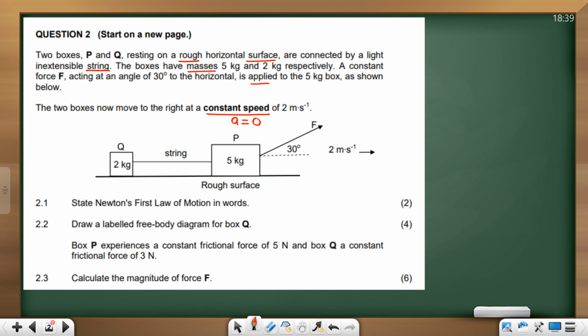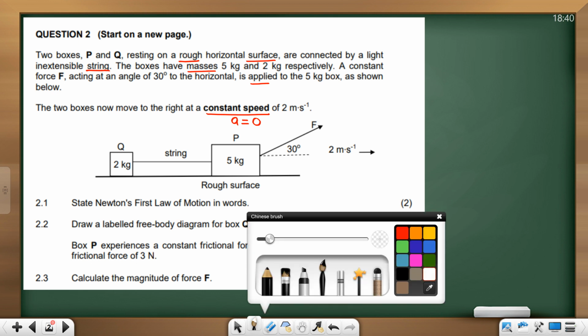of motion in words. An object will remain at rest or continue in uniform motion unless acted upon by an external force. Now those laws should be at your beck and call, all right? An object will remain at rest or continue in uniform motion unless acted upon by an external force. So I'm just going to leave that. Point 2, a free body diagram on Q.